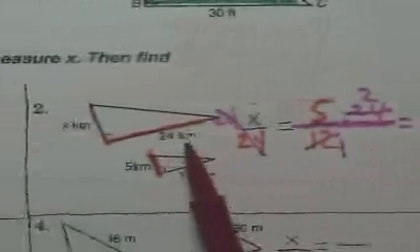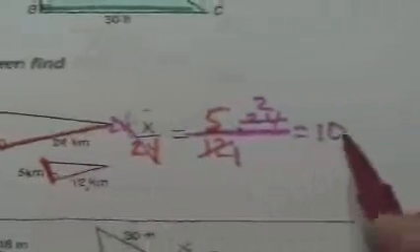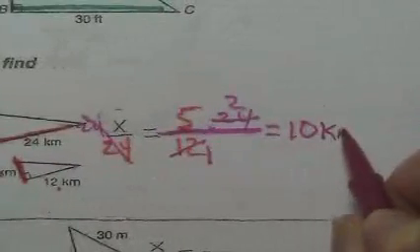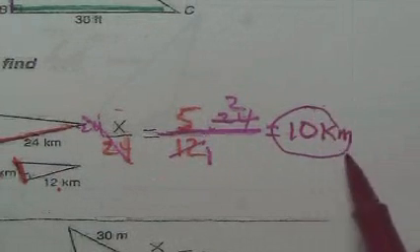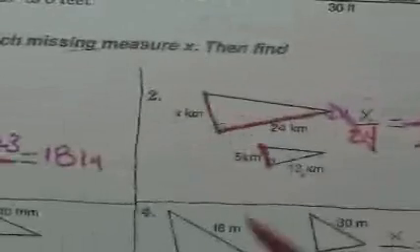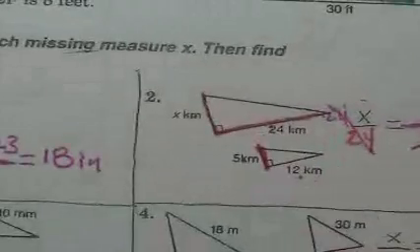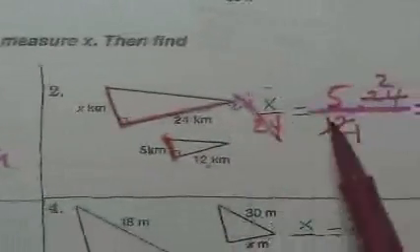And the units are kilometers. km, kilometers. And there's our answer. 10 kilometers. So you just found the distance of that side of a triangle by using proportions.